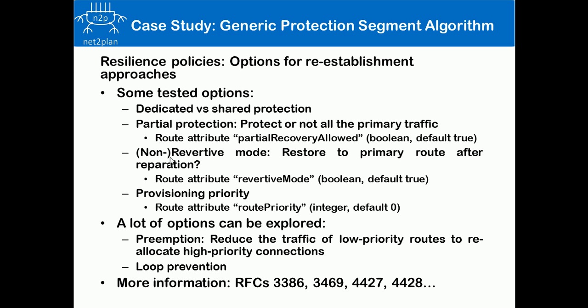Revertive or non-revertive mode. Until now, if a route fails, the generic protection segment algorithm will try to route the traffic using a protection segment assigned to that route. But what happens when the nodes and links are repaired? If the attribute revertive mode is set to true, the algorithm will try to restore the traffic to its original primary path.